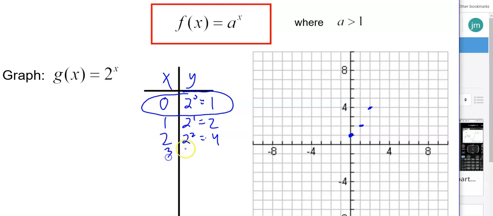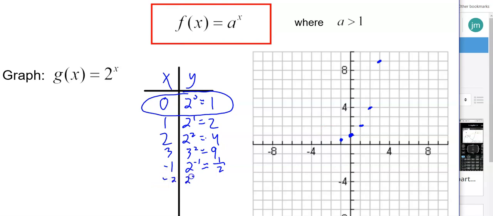Now let's plug in 3. 2 to the third equals 8. So 3, 8, if you have a graph paper that big, would be right up here. Looks like it's going up pretty fast. It's doubling every time x increases by 1. Let's plug in some negatives and see what happens. So we get 2 to the negative 1 when we plug that in for x, which is actually the reciprocal, that's 1 over 2, or 1/2. So negative 1 comma 1/2 is right about there-ish.